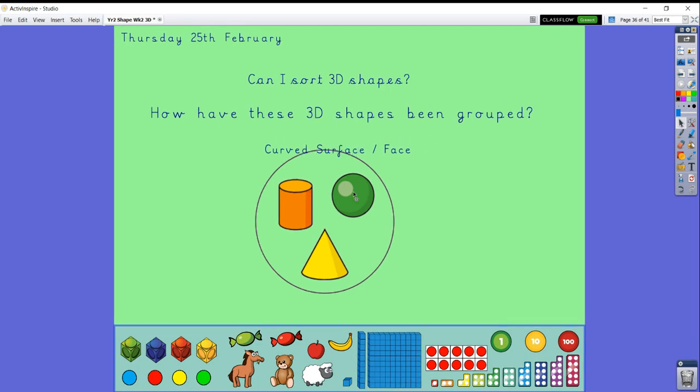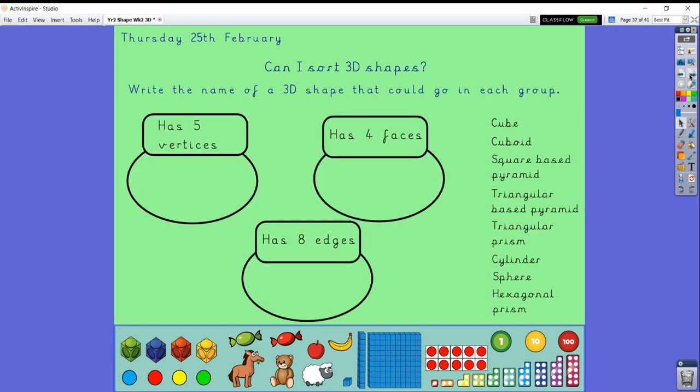Now, the sphere has got 1 curved face. The cylinder has got 2 flat ones and a curved one around the middle. And then we've got our cone, which has got a flat face on the bottom, and a curved one to create the vertex at the top.